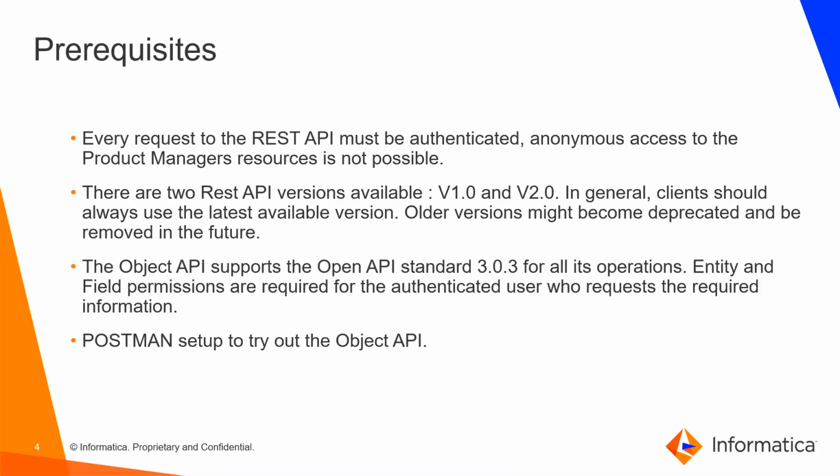Let's now move on to the prerequisites to use the Object API. All REST API requests necessitate authentication. Access to product manager's resources can't be anonymous. Two REST API versions are accessible, version 1.0 and version 2.0. It is recommended to use the latest version as older ones could be phased out. The Object API adheres to the Open API standard 3.0.3 across its operations. Authenticated users must possess entity and field permissions to access requested information.